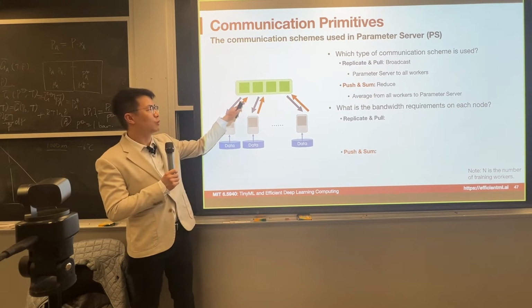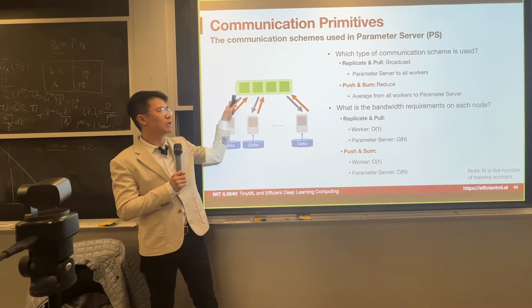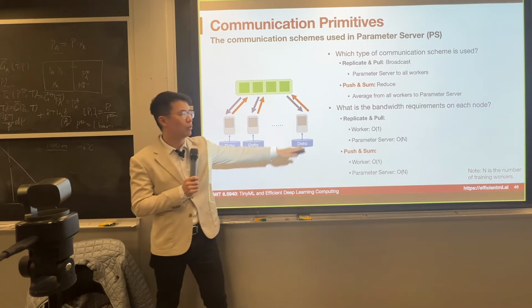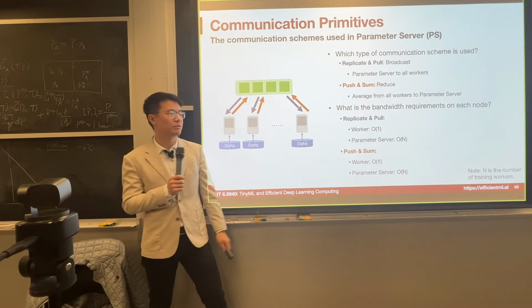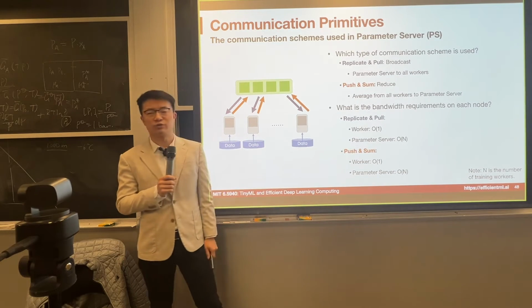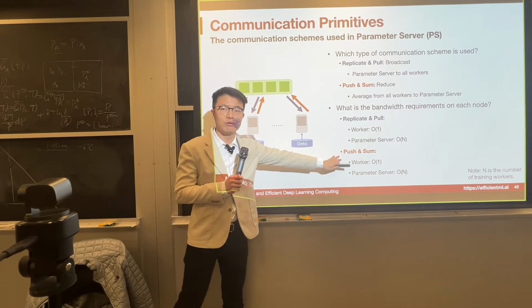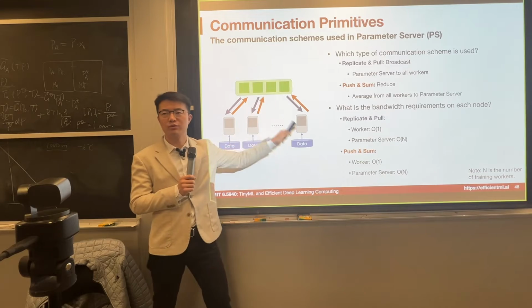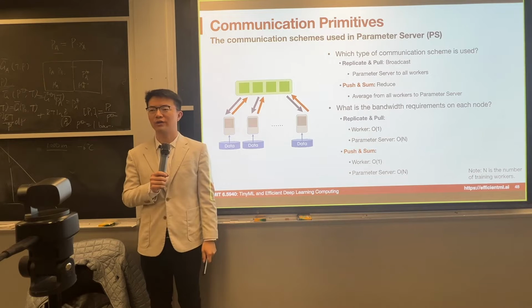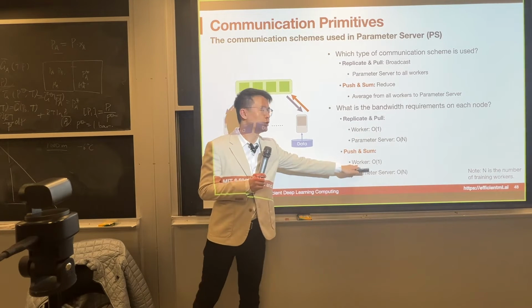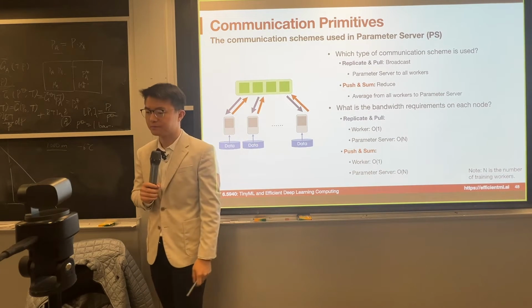First of all, for the replicate and pull process, for the worker, everyone just pulls one copy, so it's O(1), but the parameter server has to serve n workers at the same time. So the bandwidth requirement for the parameter server is O(n), worker is O(1). And similarly for the push and sum, each worker just pushes one copy, but the parameter server has to receive n copies since we have n workers. So that's why the worker node has O(1) complexity, while the parameter server has O(n) complexity.